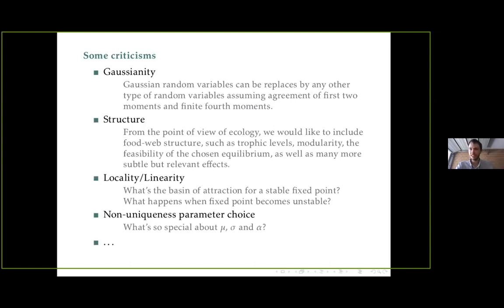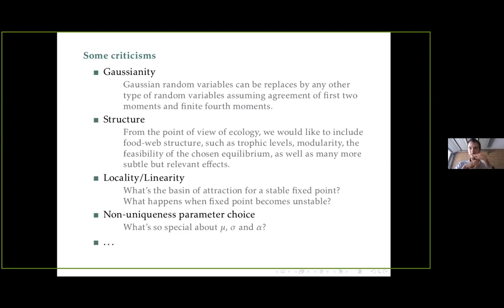But there are many ways you can choose such an interpolation. What is so special about this particular version? For papers like Allesina and Tang, it is basically because results about this model exist in the literature, so you can just take it and use it. But I would like to do a bit better if you can do that.